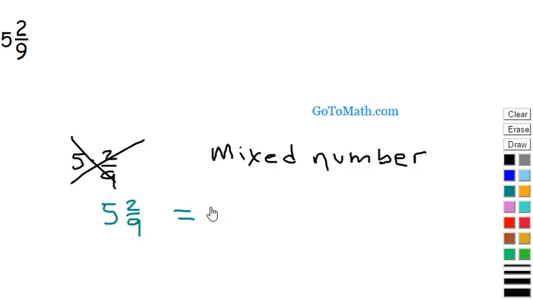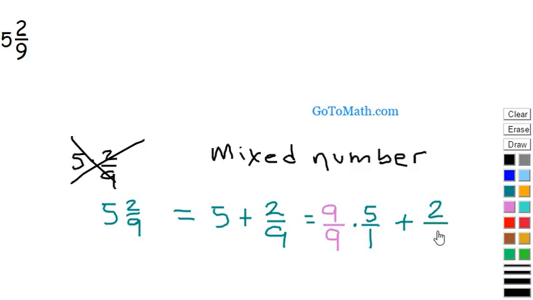But what this actually is, you can rewrite as 5 plus 2/9. To get this as a fraction, we're going to write this as 5 plus 2/9, which means we're going to need a common denominator, and that's pretty easy. We're going to write 9 over 9 here times, and this 5 can be written as 5 over 1. So 5 over 1 plus the 2/9 that we have here.